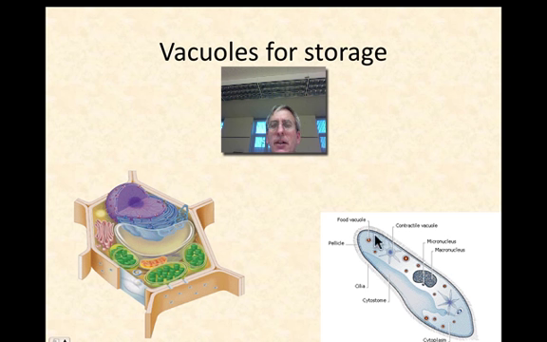But some simpler cells, such as this paramecium over here, have something called a contractile vacuole, which is good for pushing water back outside of the cell. So vacuoles are basically for water storage. Animal cells have them as well, but they won't be very prominent at all like that central vacuole inside of a plant.